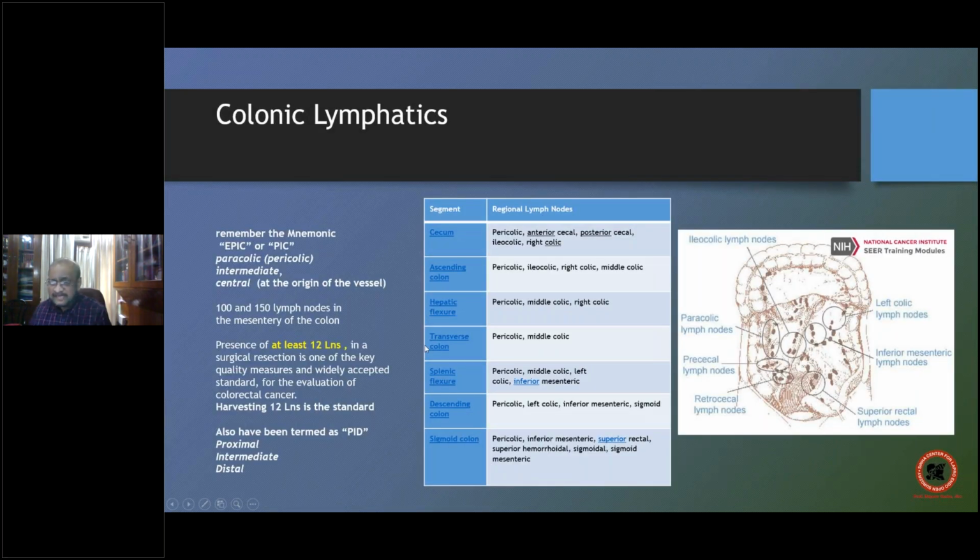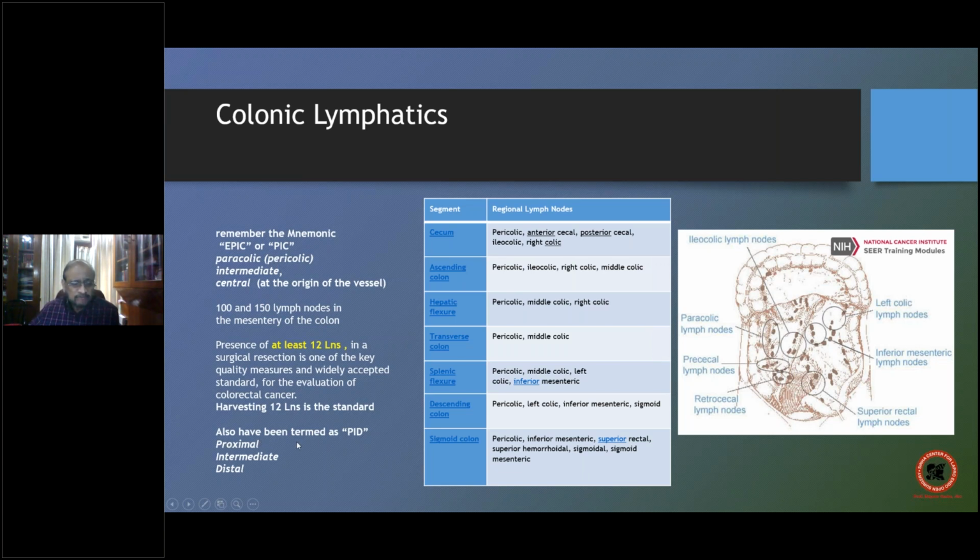Looking at the colonic lymphatics, they are again important. You can remember them by two mnemonics. One mnemonic is EPIC or PIC, and the second mnemonic is PID. You can remember it as pelvic inflammatory disease. This is going from central to lateral. This is going from out to in. If we look from out to in, you've got the epicolic, pericolic or paracolic lymph nodes. Then you've got the intermediate, that is the I, and then you've got the central at the origin of these vessels. So that is the EPIC or PIC for you.